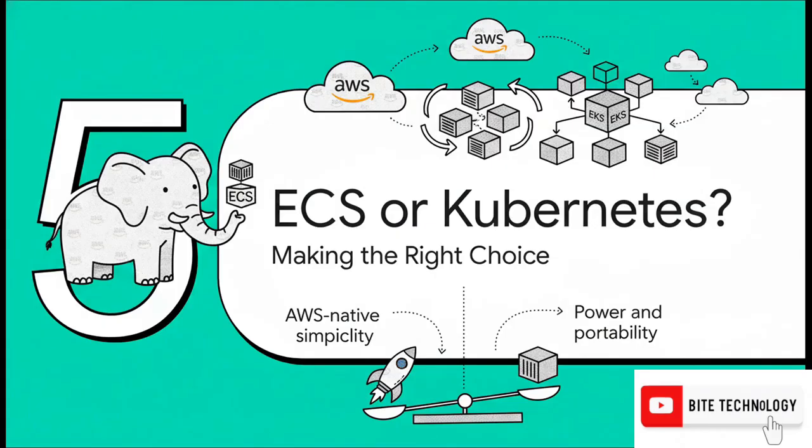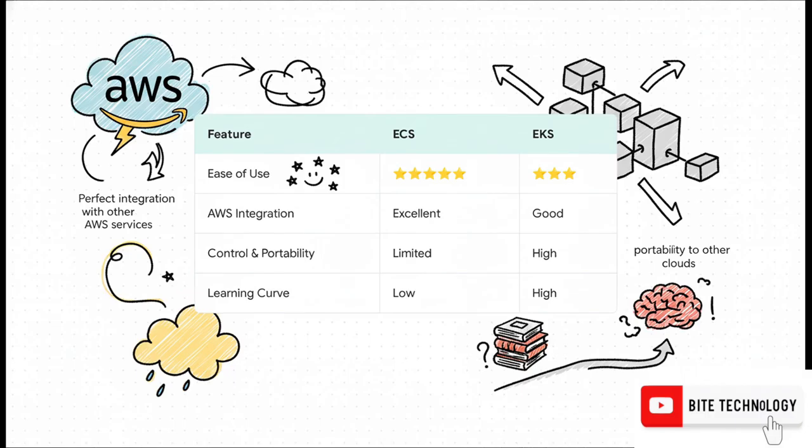Of course, you can't talk about containers without addressing the elephant in the room, Kubernetes. So how does the beautiful simplicity of ECS stack up against the raw power of Kubernetes? Or, as it's called on AWS, EKS. Let's figure out how you'd make that choice. This table really makes the trade-offs crystal clear. I mean, look at that.